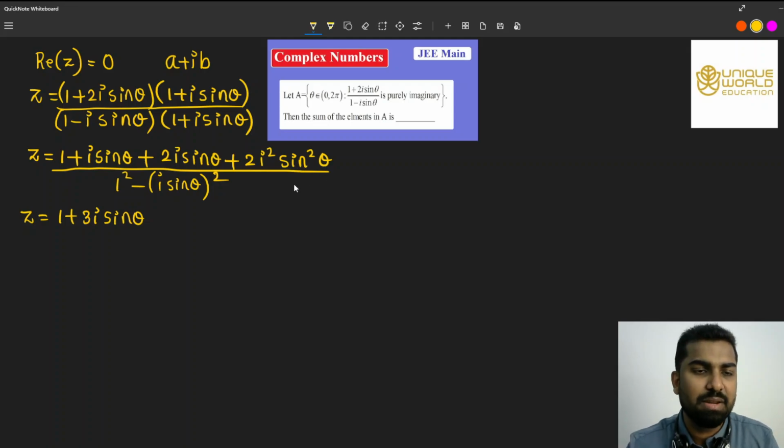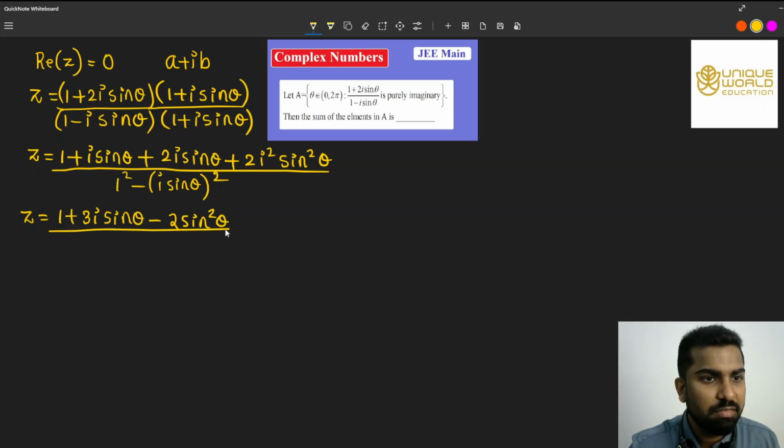Powers of i we are very familiar with, right? i to the power 0 is 1, i raised to 1 is i, i square is minus 1, i cube is minus i. So i square value is minus 1, so 2 into minus 1, I can write minus 2 sin square theta, divided by, in the same way here, 1 square is 1, i square is minus 1 will come, so minus of minus becomes plus, so 1 plus sin square theta will come.